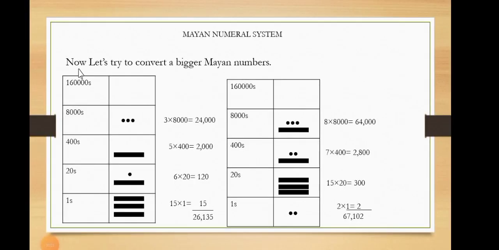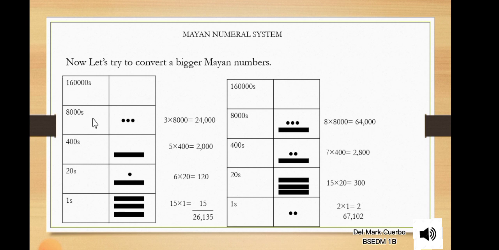Now let's try to convert bigger Mayan numbers. So how can we tell that this group of Mayan numerals is big? We can tell it by counting the place values or the rows that have been used. So we have here 1, 2, 3, and 4. So it is in the 8,000s place. So technically speaking, this group of Mayan numerals ranges from 8,000 to 159,000.